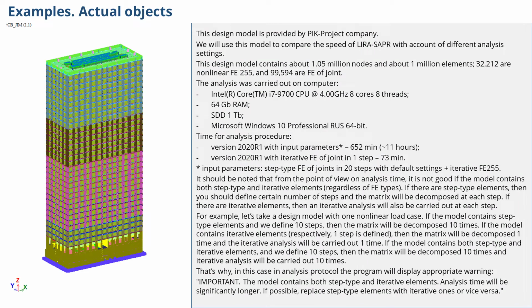This design model is provided by PIC Project Company. We will use this model to compare the speed of LIRA-SAPR with different analysis settings. Quite an interesting design model. This is a 33-story panel building. Here in the design model, there are more than 1 million nodes and about 1 million elements, of which there are 32,212 nonlinear FE 55 and almost 100,000 FEs of the joint. The analysis type with iterative FE took 73 minutes.